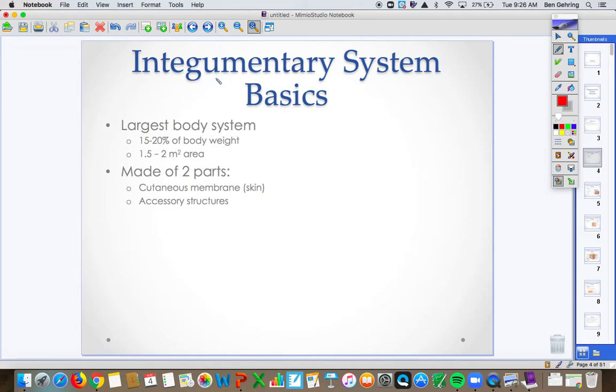So for starters, this is our largest body system. It makes up 15 to 20% of our total body weight, along with encompassing 1.5 to 2 square meters of area. There are 2 main pieces. One is the cutaneous membrane, which is known as the skin, and 2 are the accessory structures, which we're going to talk about in a little bit.